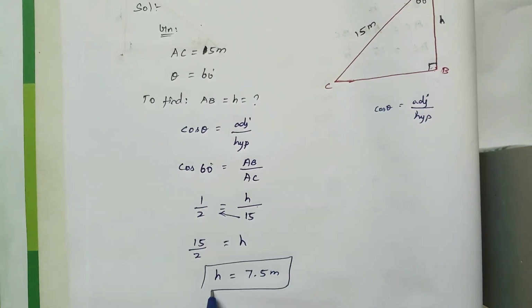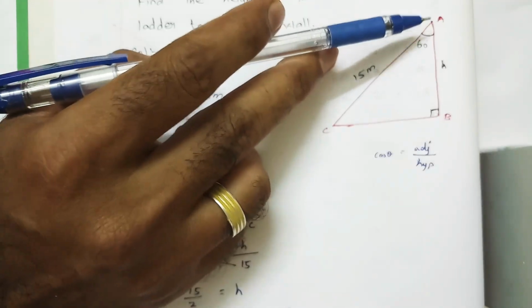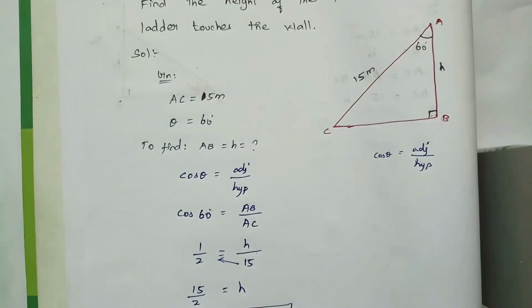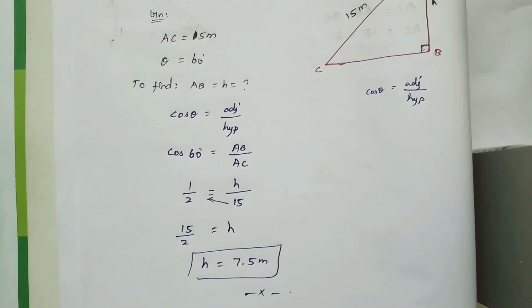What is H here? H is nothing but the height of AB, right? Height of the wall up to the point A. Therefore, the height of the point where the ladder touches the wall is equal to 7.5 meter, right?